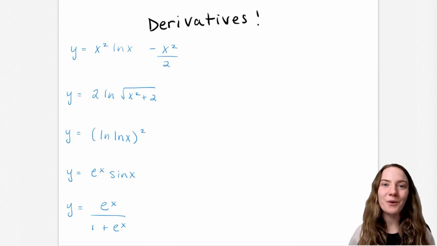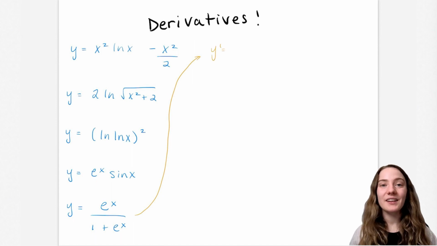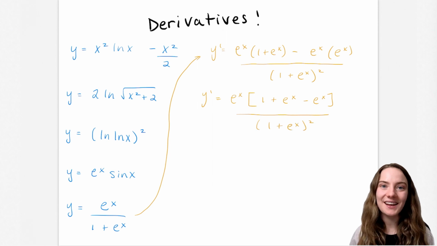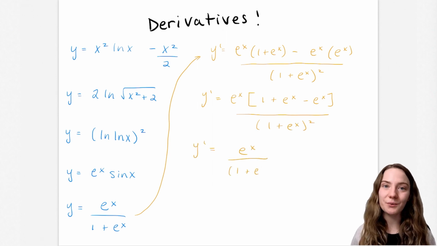All right, we got one more function. I want you to pause the video and try and find the derivative. This was another example of functions which contain e to the power of x. You would have just had to use the quotient rule in order to find the derivative.